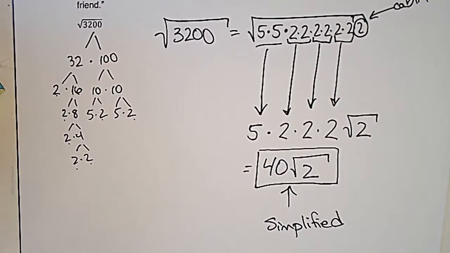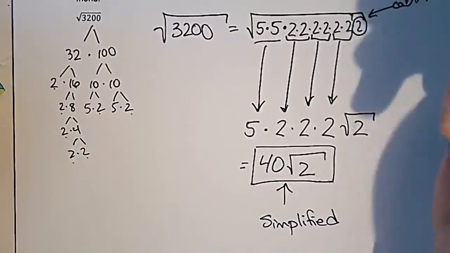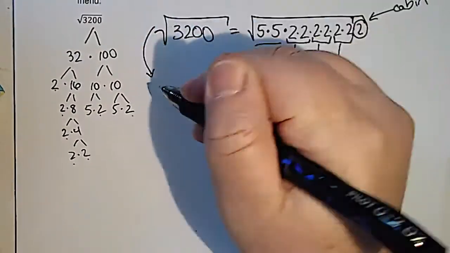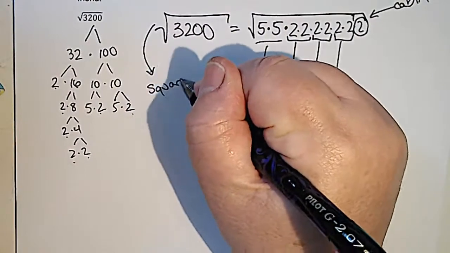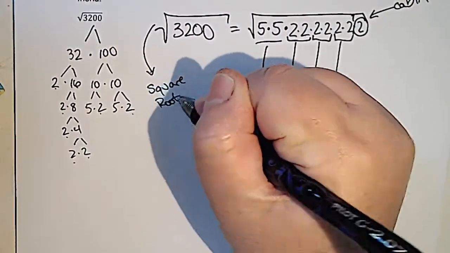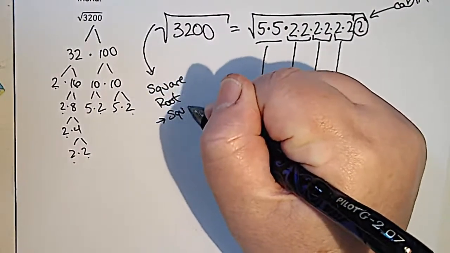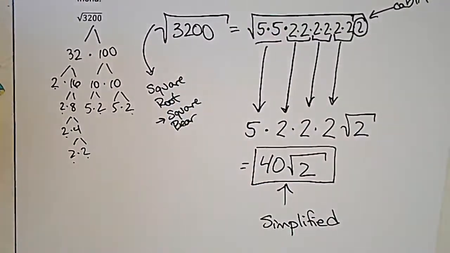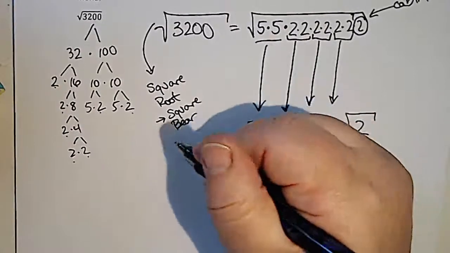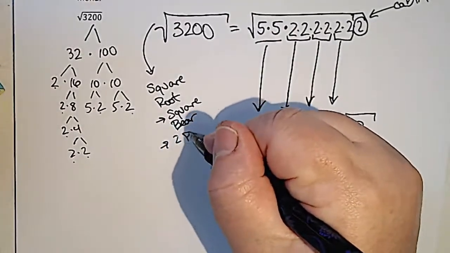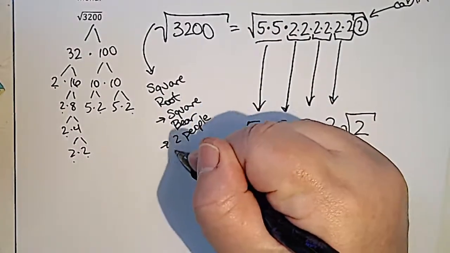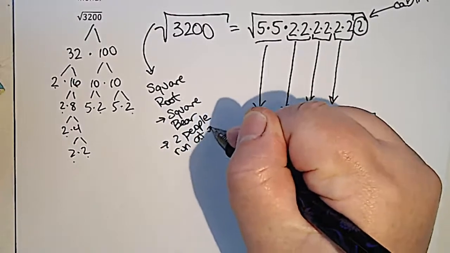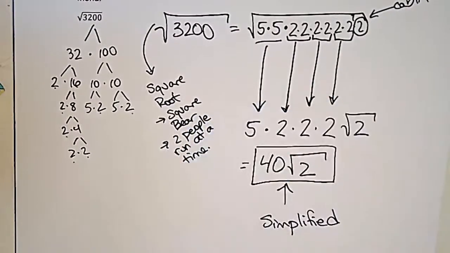Now, in the video, I showed you how to do square bears. So this is a square bear because square root means square bear. Square root is square bear. So two people run at a time. There we go. Okay.